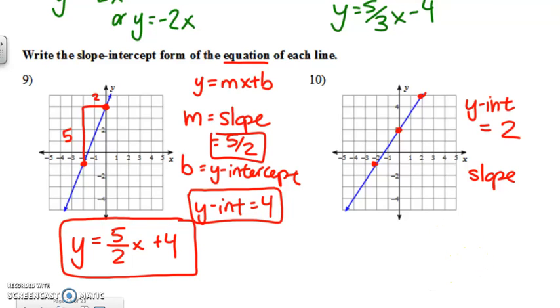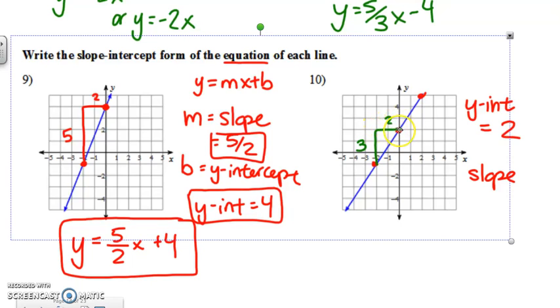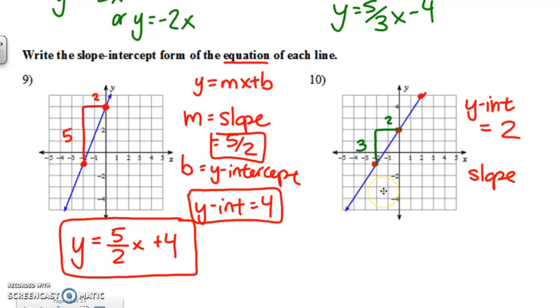So make your slope triangle and see how far you rose and ran. So 1, 2, 3. I went up 3. And then I went over 2. 1, 2. So my slope is a 3 over 2.